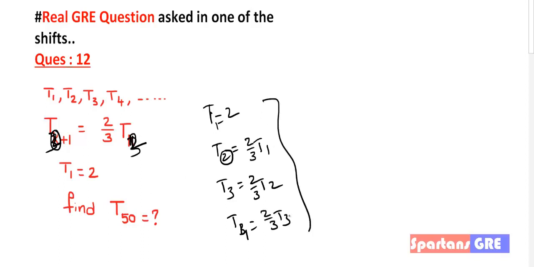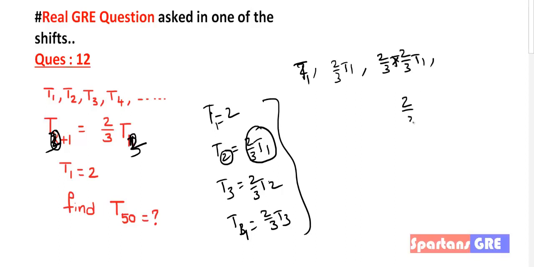If you observe this pattern, the numbers are going like this: 2 by 3 into T1, so this is 2, instead of 2 I am writing T1. So the third term is 2 by 3 T2, right? T2 is again 2 by 3 into T1. So T4 will be 2 by 3 into T3, what is T3? It will be 2 by 3 T2. Again T2 is 2 by 3 T1. It goes on like this.